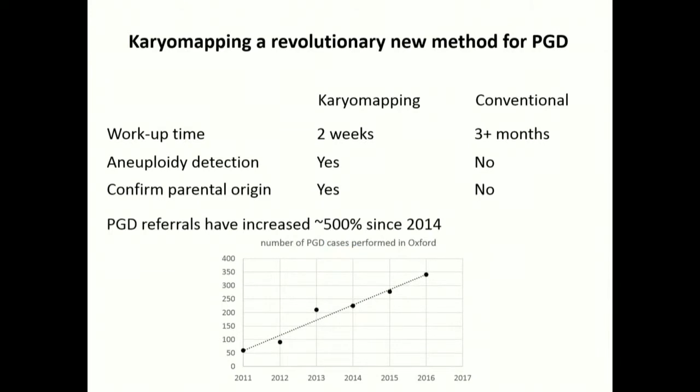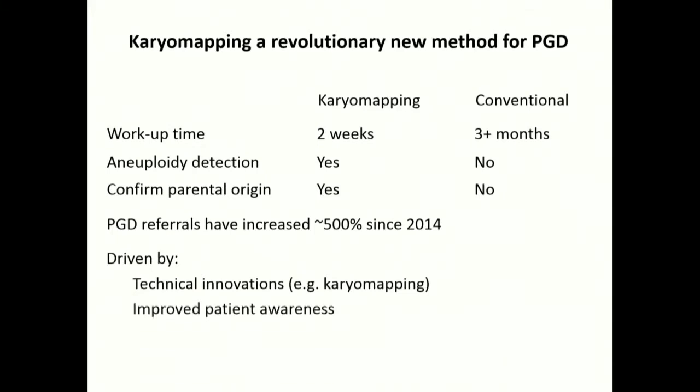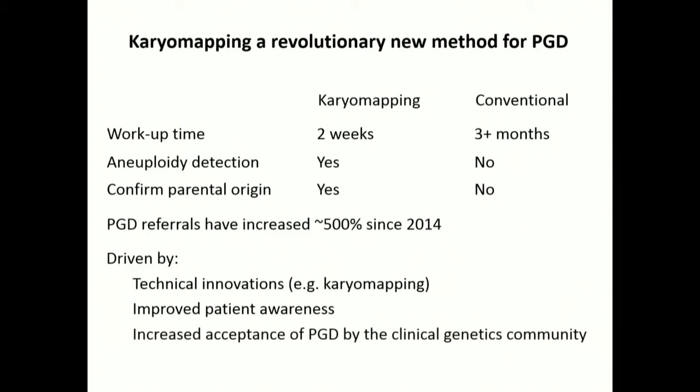Largely off the back of this kind of advance, we've seen PGD referrals increase by about 500% since 2014. I think this is down to a few different reasons. One is methodologies like karyomapping that have just made that process so much easier and so much more streamlined. I think another part is improved patient awareness. You go back 15, 20 years and most patients have never heard of PGD as an option. I think there's also increased acceptance of PGD by the clinical genetics community.